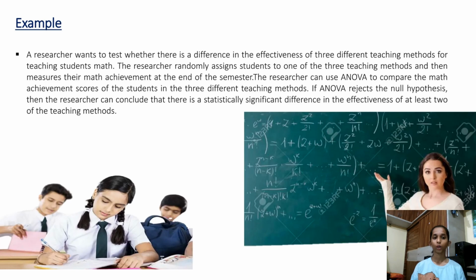Here is an example for ANOVA. A researcher wants to test whether there is a difference in the effectiveness of three different teaching methods for teaching students math. The researcher randomly assigns students to one of the three teaching methods and then measures their math achievement at the end of the semester. The researcher can use ANOVA to compare the math achievement scores of the students in the three different teaching methods. If ANOVA rejects the null hypothesis, then the researcher can conclude that there is a statistically significant difference in the effectiveness of at least two of the teaching methods.